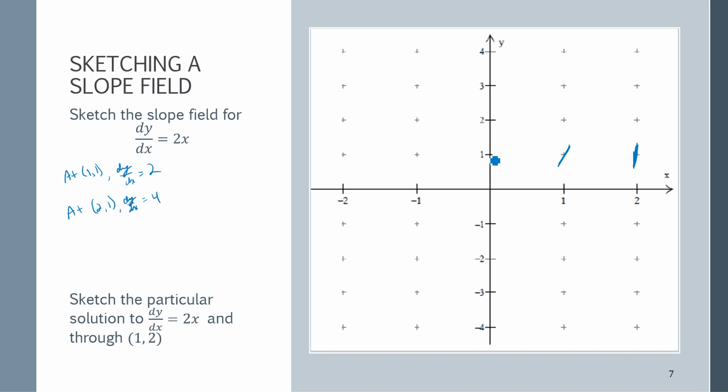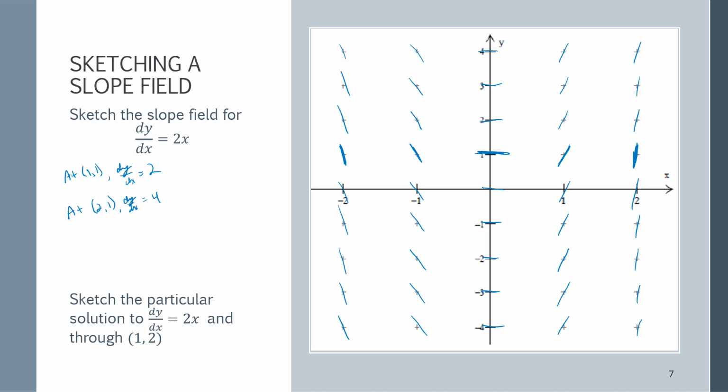If x is 0, I have a slope of 0. If x is -1, I have a slope of -2. If x is -2, I have a slope of -4. And the nice thing is because I only have x's, that means everywhere x is 0, the slope is 0. So I can fill in my slope field rather quickly with that. Everywhere x is 1, the slope is 2. Everywhere x is -1, the slope is -2. Everywhere x is -2, the slope is -4. And where x is 2, the slope is 4. And there is my slope field for the differential equation dy/dx equals 2x.